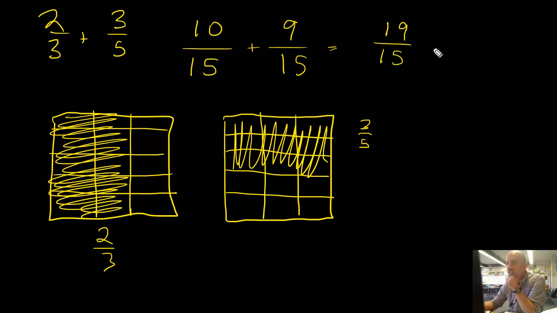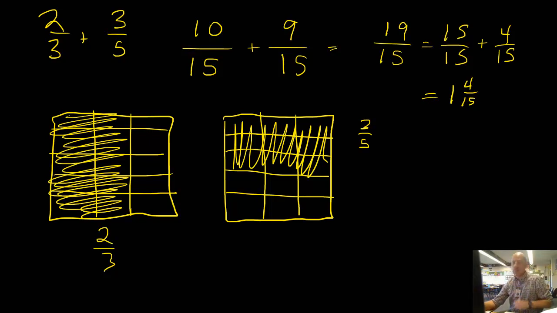A whole on this would be 15 15ths. And then I would have 4 15ths left over. And I know 15 15ths is 1, and I have my 4 15ths left over. So I have my sum. Okay. So I do have one more for you.